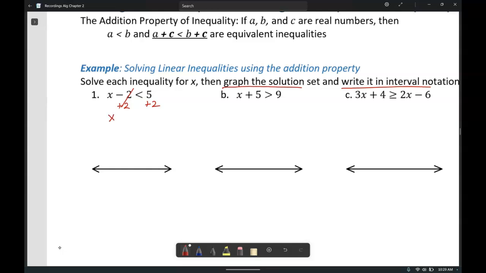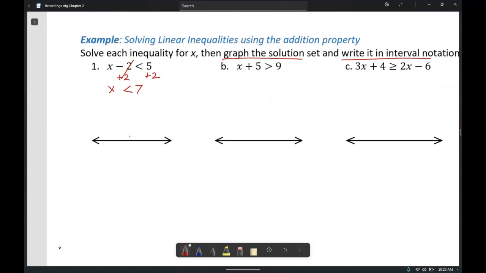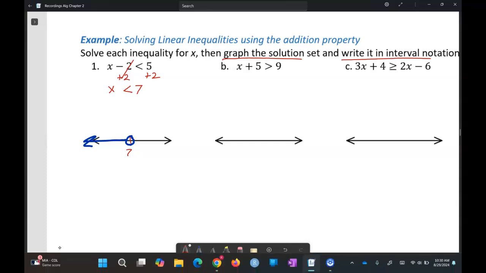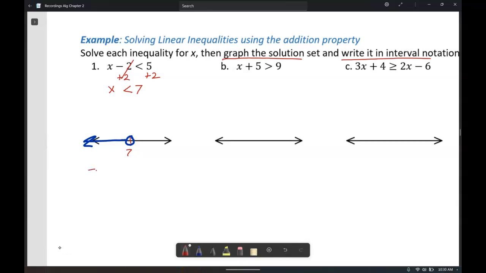And therefore x will be less than 5 plus 2, which is 7. We can graph this on our number line starting at 7, and because it doesn't have the or equal to, we're going to use an open circle, and x is less than 7, so we shade everything to the left. Our interval notation would be from our lowest value, negative infinity, to our greatest value of 7, with parentheses on both of those. Let's continue solving.